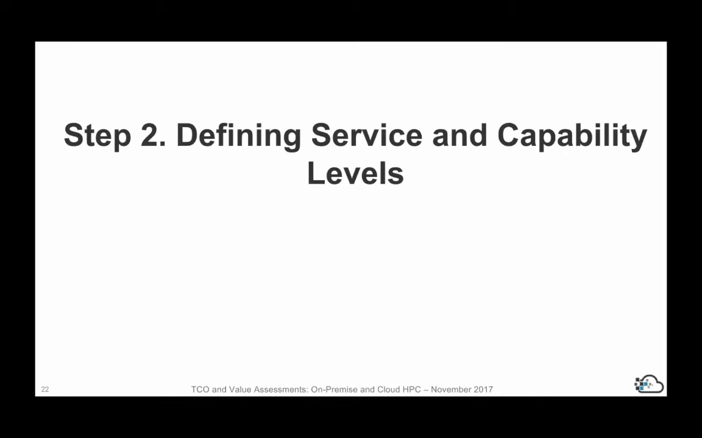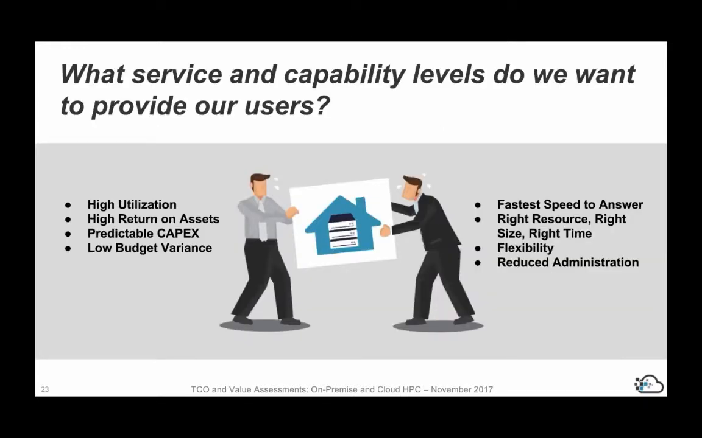So the next step is to define the service and capability levels desired. This can be difficult because there are competing demands and misaligned incentives within an organization. On one side, organizations are incentivized to maintain high utilization, high return on assets, predictable CapEx, and low budget variance. On the other side, the organization wants the fastest speed to answer, the right resource at the right size in the right time, flexibility to scale up and scale down without consequence, and reduced administration, particularly breaking the cycle of writing up a business justification for procurement every time requirements evolve.